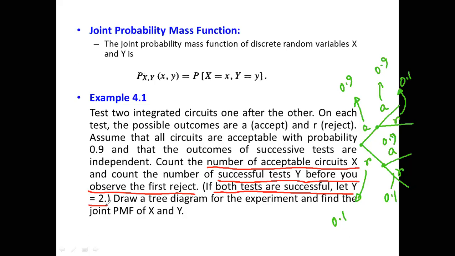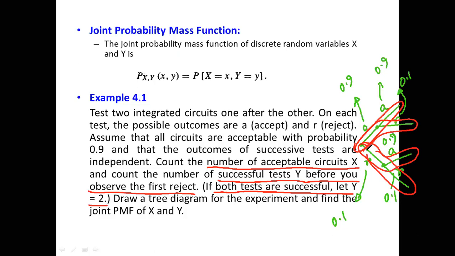Now they are telling us to draw a tree diagram. We have already drawn the tree diagram for the experiment, and we need to find the joint PMF of X and Y. At first we have to find out the value of X for every branch. How many branches are there? There are 4 branches: 1, 2, 3, and then 4. Is it clear?